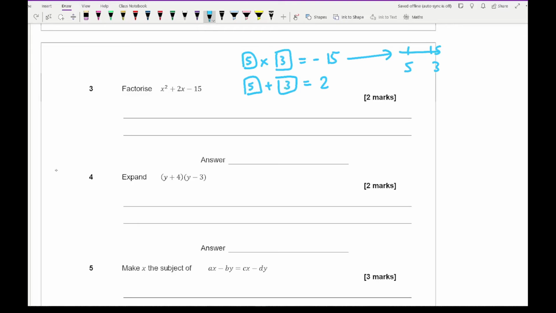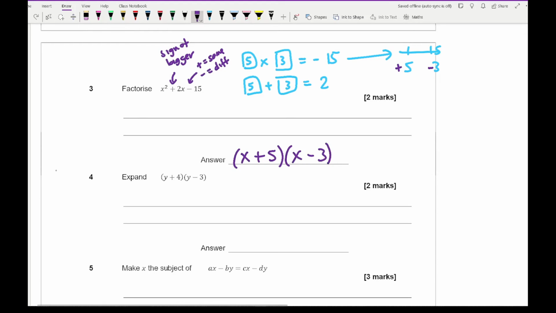Now to determine the signs of the 5 and the 3, all we need to do here is this is the sign of the bigger number. And this is, if it's plus, they're the same sign. And if it's minus, it is different. So here, because this is a plus, it means the 5 is going to be a plus. And because the second sign is a minus, that means the signs are going to be different. So it's going to be plus 5 and minus 3. So x plus 5, x minus 3.